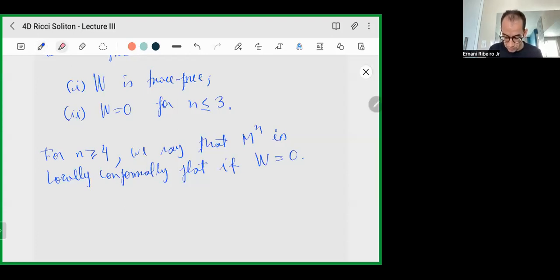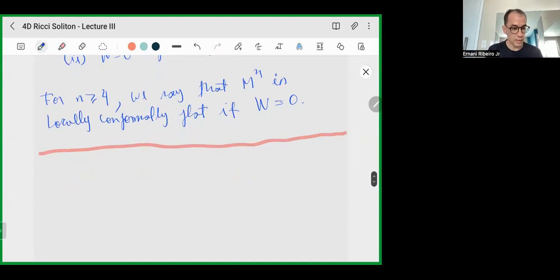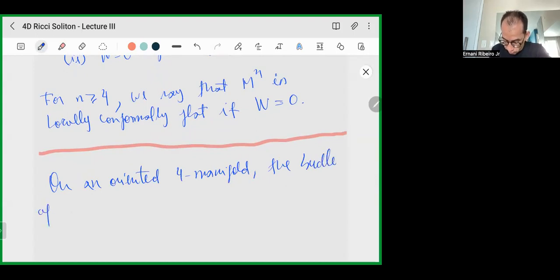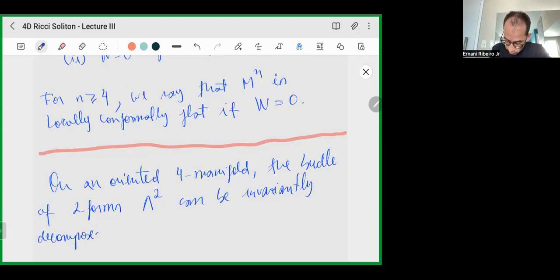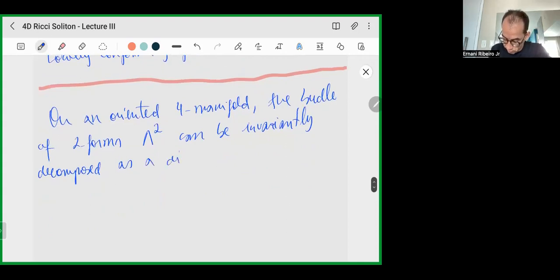And in specific dimension 4, we have some interesting properties that come from the fact that on an oriented four-manifold, the bundle of two-forms, which I denote lambda square, can be invariantly decomposed as a direct sum, like this: lambda square is lambda plus and lambda minus.